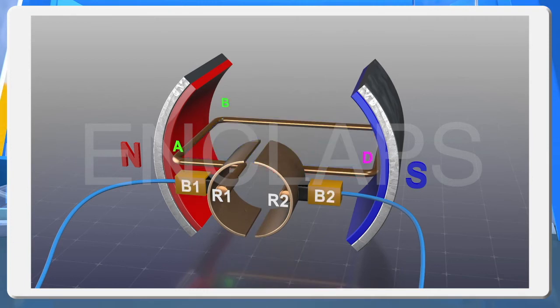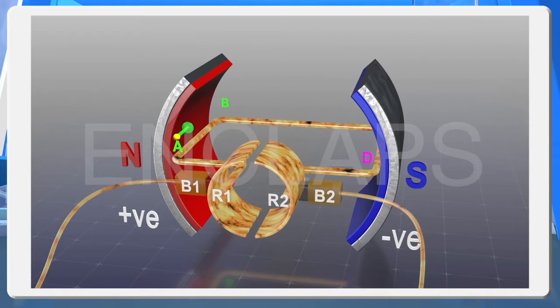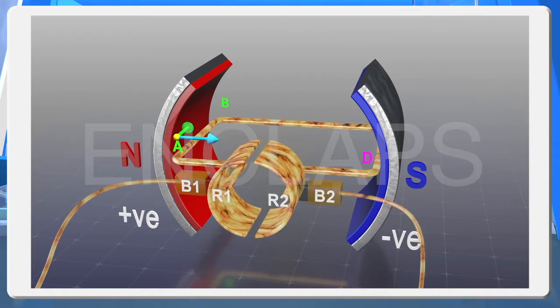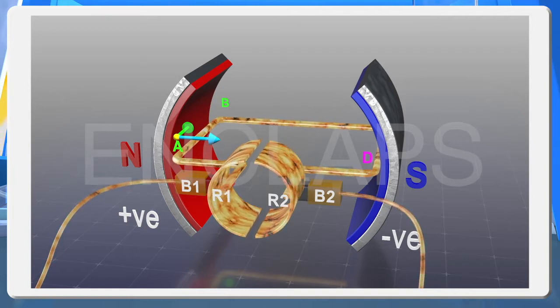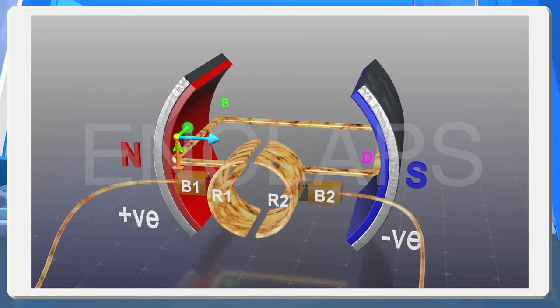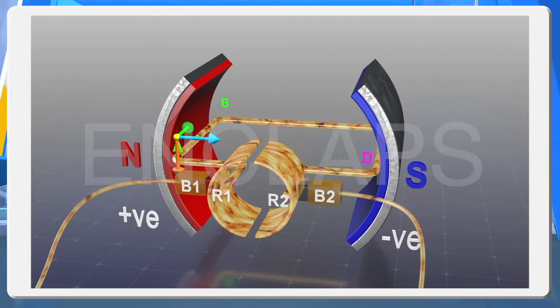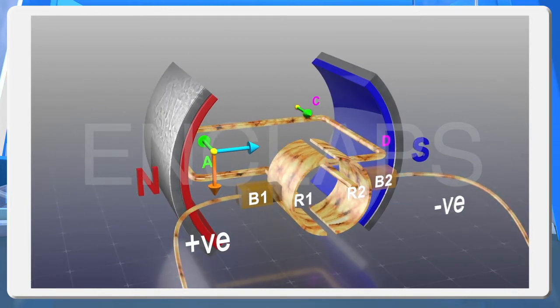In the armature, the current flows from A to B. The direction of the magnetic field is from north to south. According to Fleming's left-hand rule, the direction of motion of AB of the armature is in the direction of the current, that is downwards. In case of CD, the current flows from C to D.